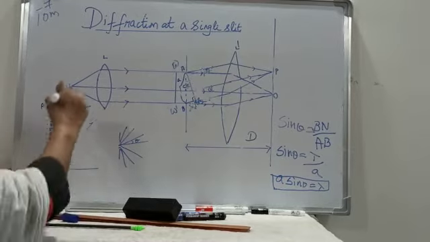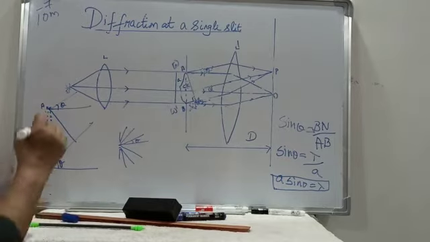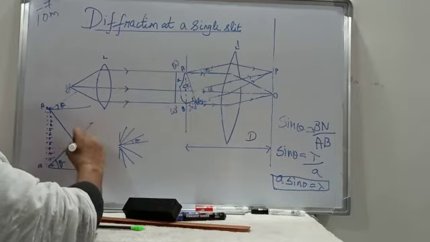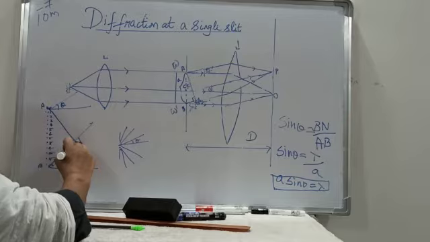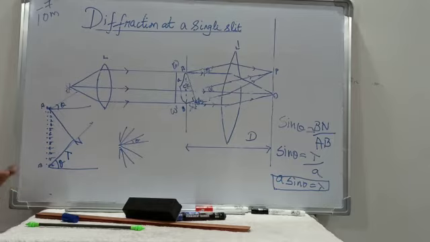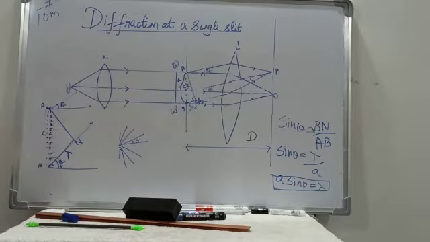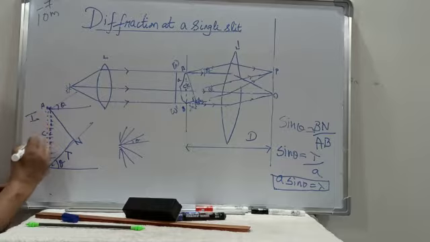So what are we doing? What did we do here? We just dropped a perpendicular over here. When we dropped a perpendicular, we marked its foot by N, and I named this path difference to be lambda. Now what am I going to do? I am going to divide this entire slit into two equal parts. Now let this be marked as C. So let this be 1 and let this be 2.